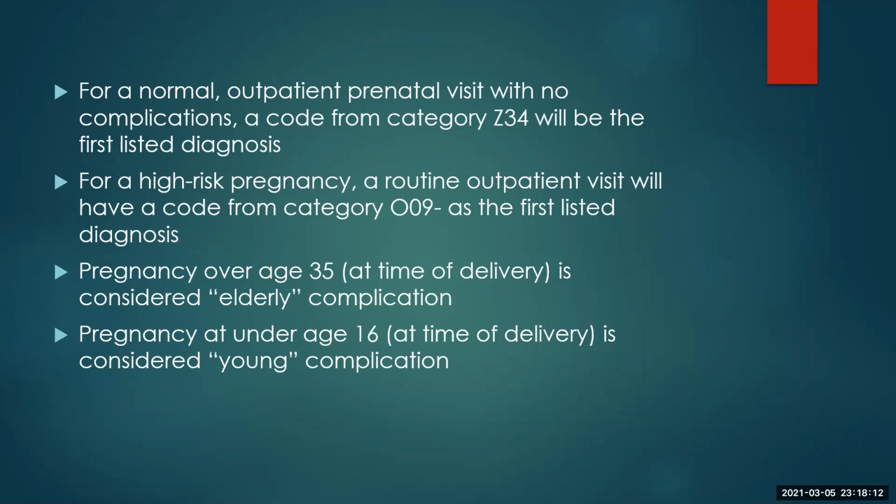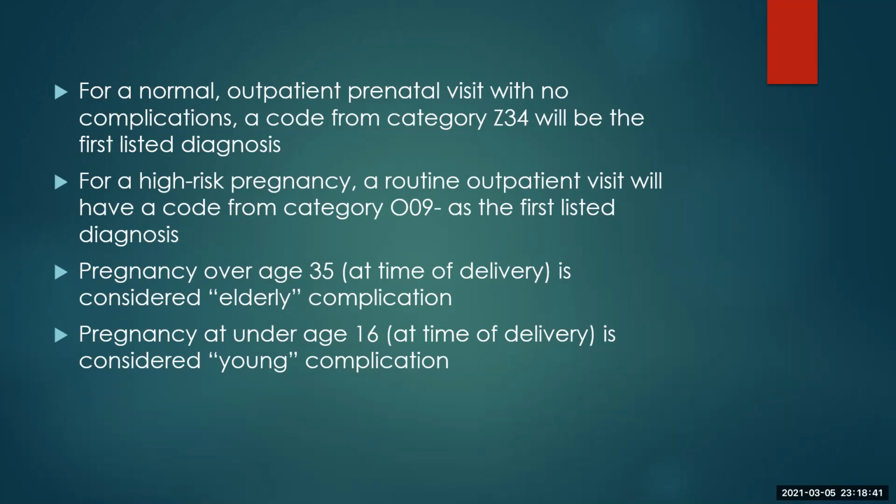It's also helpful to note that pregnancy over age 35 is considered a complication. It is called elderly. It does not mean you're elderly if you're 35 and you had a baby, but that is a complication of age. And then it's expected to be 35 at the time of delivery. So if they're 34 during the pregnancy, but they're anticipating to be 35 at the delivery, that would still be a complication of age.